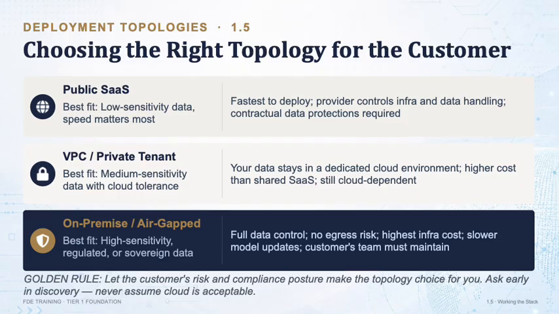VPC or private tenant. Your data stays inside a dedicated cloud environment, higher cost than shared SaaS, but still fundamentally cloud dependent. Best fit: medium sensitivity data, with some tolerance for cloud. On-premise or air-gapped. Full data control, zero egress risk, but the highest infrastructure cost, slower model updates, and the customer's own team has to maintain it. Best fit: high sensitivity, regulated, or sovereign data.